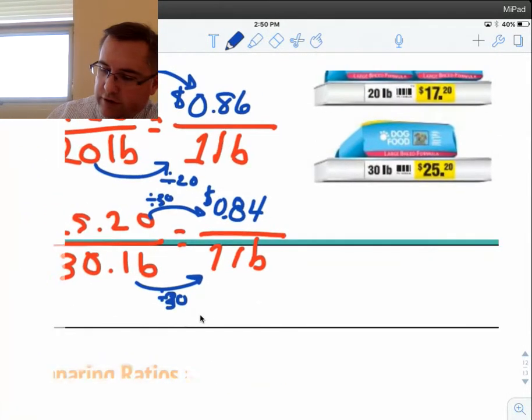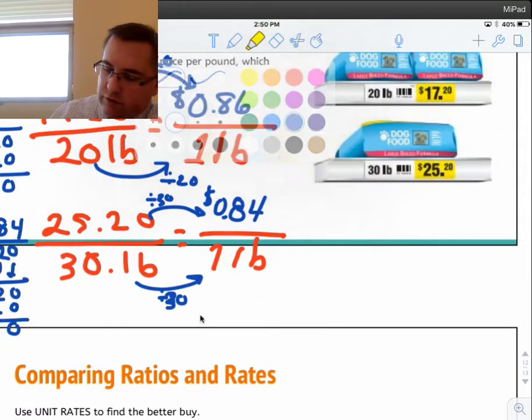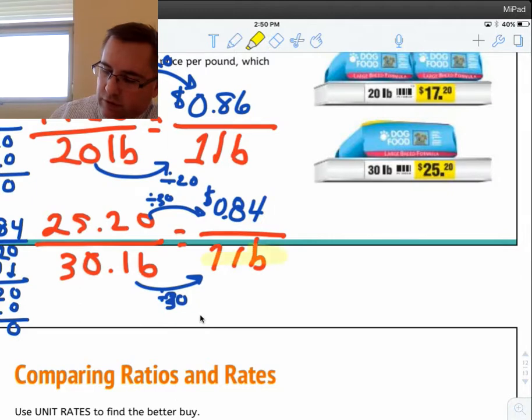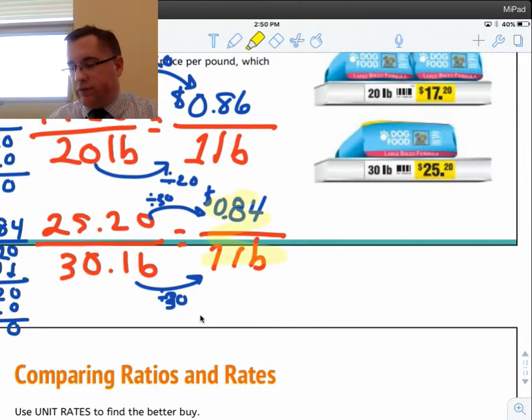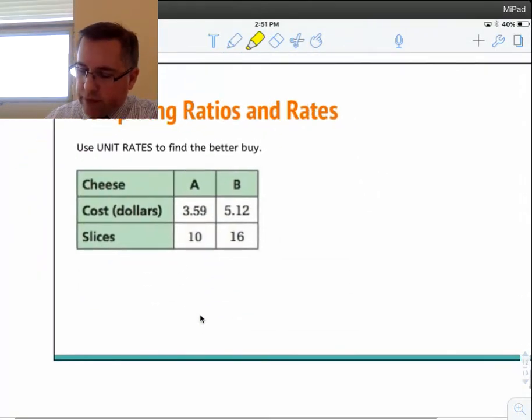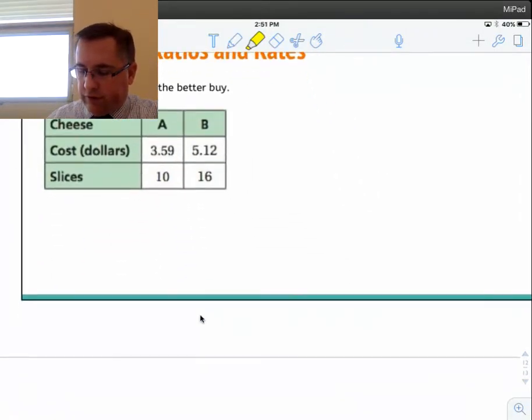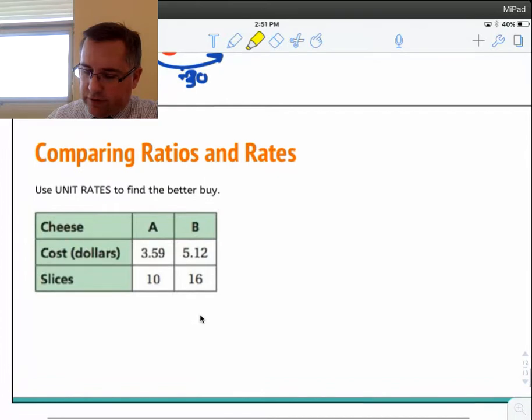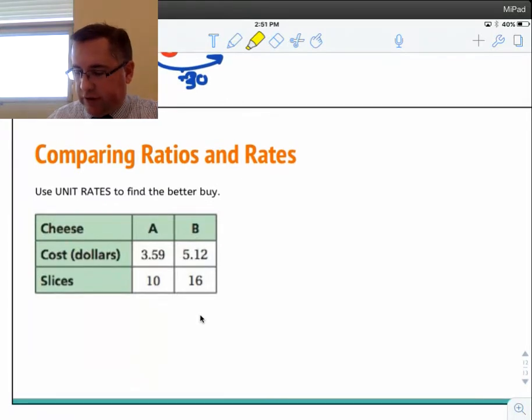So the better buy in this case would be dog food B, which is 84 cents per pound. That's the first one. So the other one, again, if we were to find unit rates, we can make the comparison. We're buying cheese by the slice. One cost is $3.59 for 10 slices. The other is $5.12 for 16 slices.